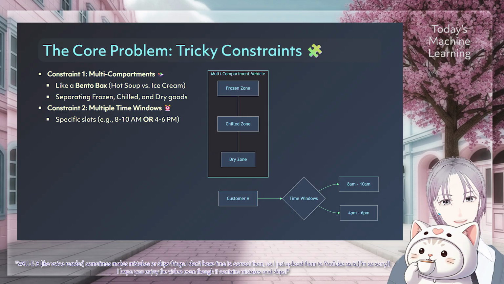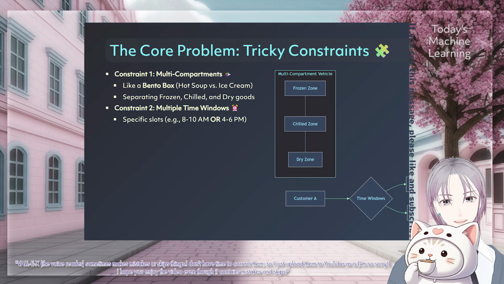The second problem is multiple time windows. This means the customers at grocery stores or gas stations are very picky. They might say, I can take a delivery between 8 am and 10 am, or I can take it between 4 p.m. and 6 p.m., but not in between. So the algorithm has to figure out a route that hits these specific scattered time slots perfectly.